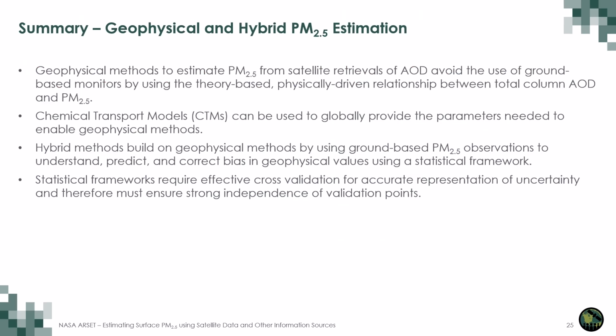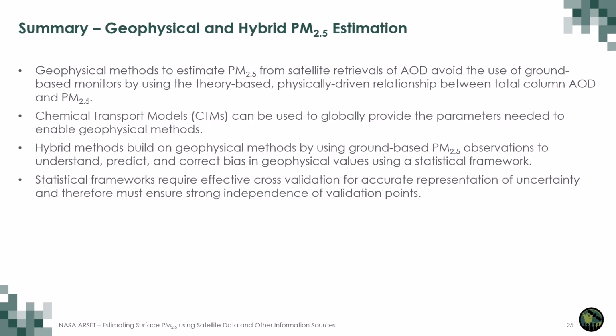Okay, so in summary, geophysical methods to estimate PM2.5 avoid the use of ground-based monitors by using the theory-based, physically driven relationship between total column aerosol optical depth and PM2.5. CTMs are invaluable for this approach as they are able to represent all the necessary parameters and provide global coverage. Hybrid methods build on the geophysical methods using a statistical framework to predict the bias in geophysical PM2.5. And lastly, effective cross-validation of these or any models must consider how to ensure strong independence of the validation points that are being used.